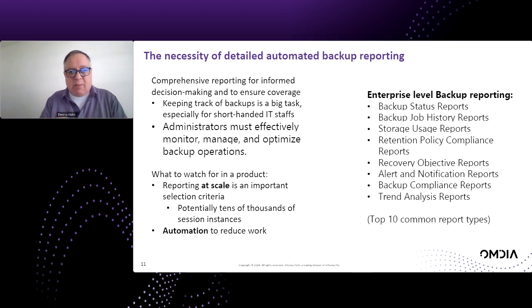Scale becomes really important too. So keep an eye on it if you're a major enterprise with a lot of different functionality. When you start talking about tens of thousands of session instances within your backup reporting, how do you find the one that's important to you? How do you get alerted to the ones that are important? Thousands, if not tens of thousands, that's the scale problem. How does a person sort through all this stuff?